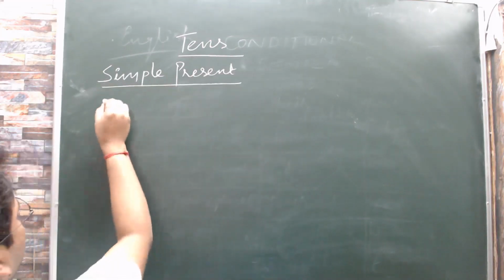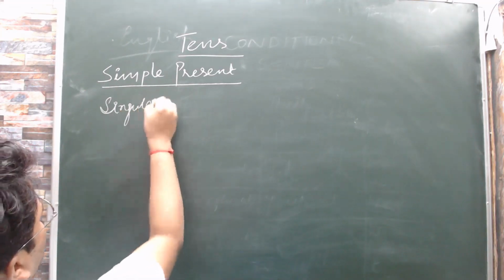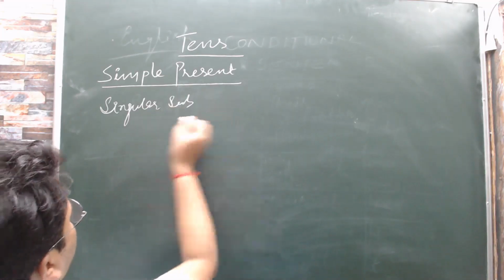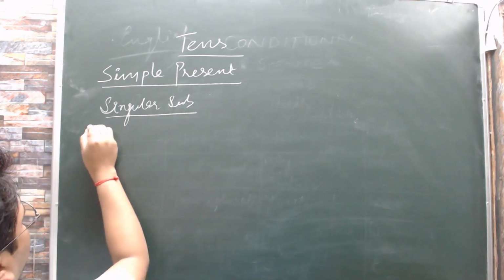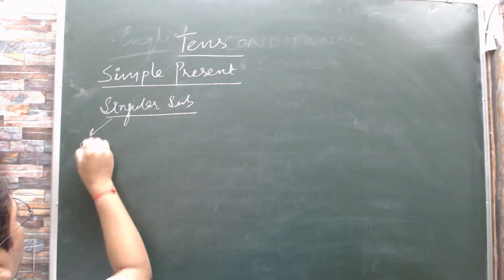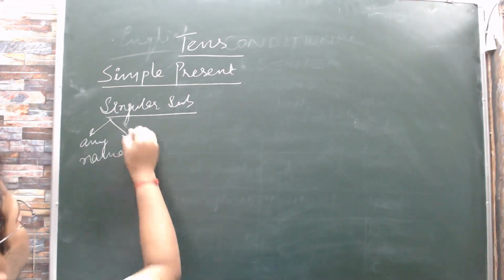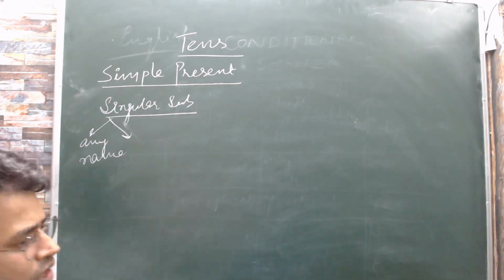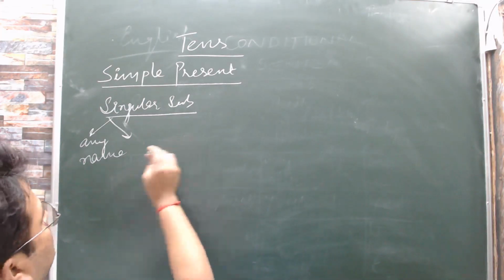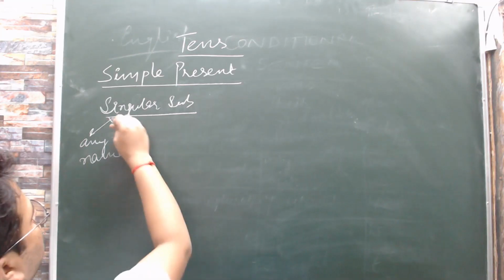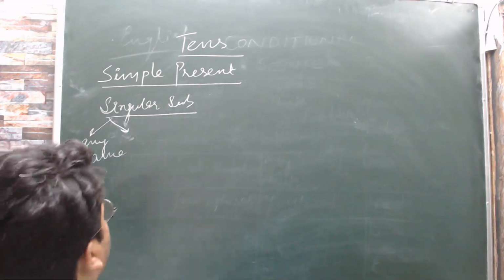In simple present tense, when we have singular subject, what is the singular subject? Any name. Singular subject is any name of a person, है ना? Then I, we, you, they, all are the singular. Sorry. Any like he, she, it, one is the singular subject.